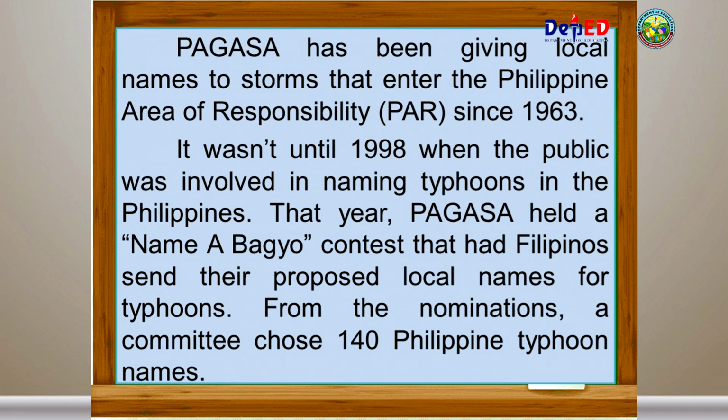PAG-ASA has been giving local names to storms that enter the Philippine area of responsibility since 1963. It wasn't until 1998 when the public was involved in naming typhoons in the Philippines. That year, PAG-ASA held a Name a Bagyo contest that had Filipinos send their proposed local names for typhoons. From the nominations, a committee chose 140 Philippine typhoon names.